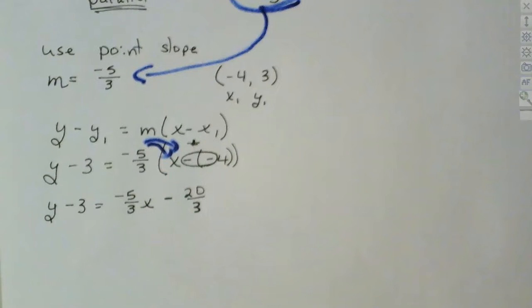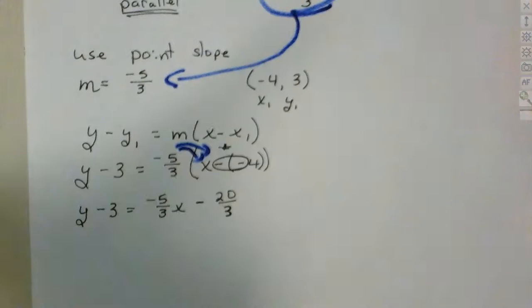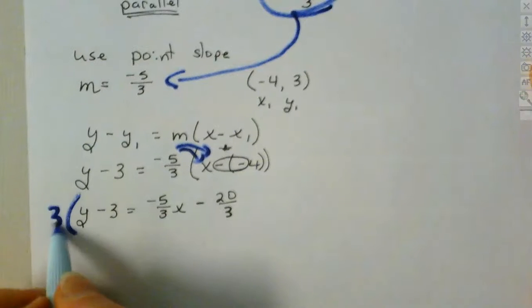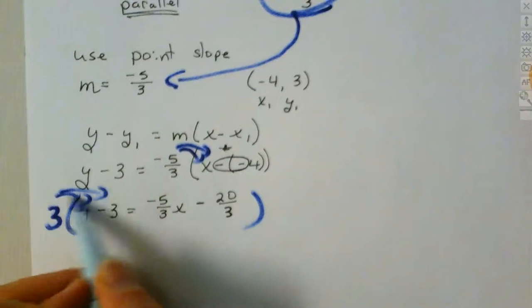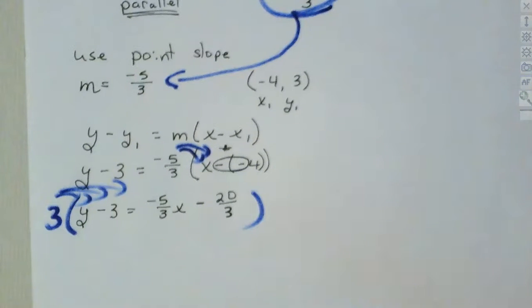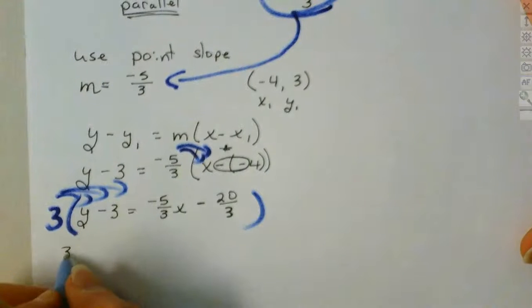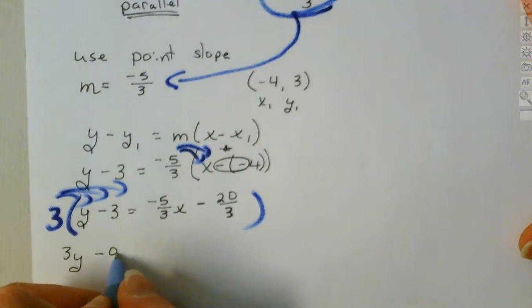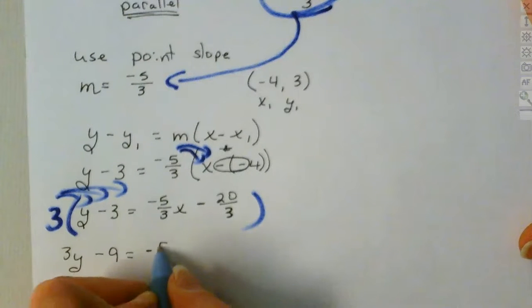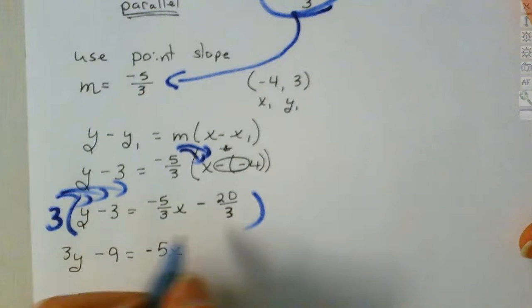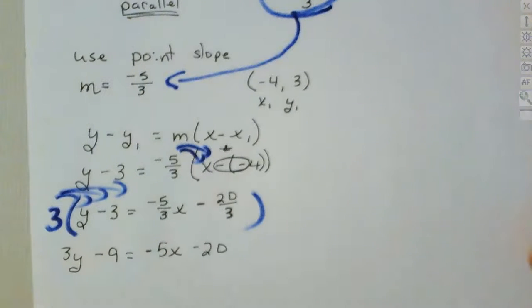And I really don't like to work with fractions when I add that 3 to it. So let's just get rid of the fractions. It's going to be the easiest way to do it. Multiply everything by a 3. And that'll clear out all of those fractions. And so let's go ahead and do that. And that's 3y minus 9 equals a minus 5x and a minus 20.